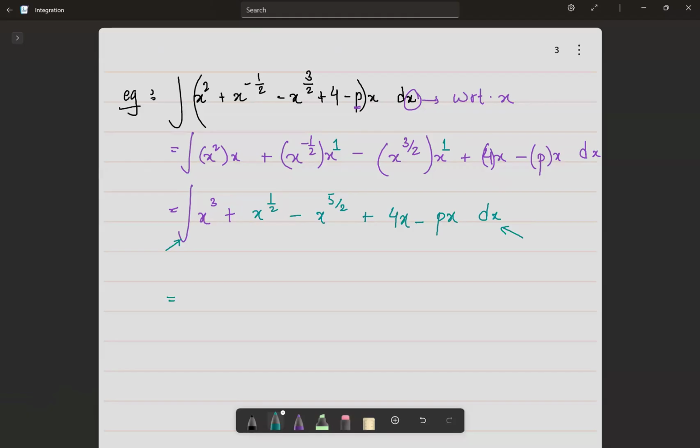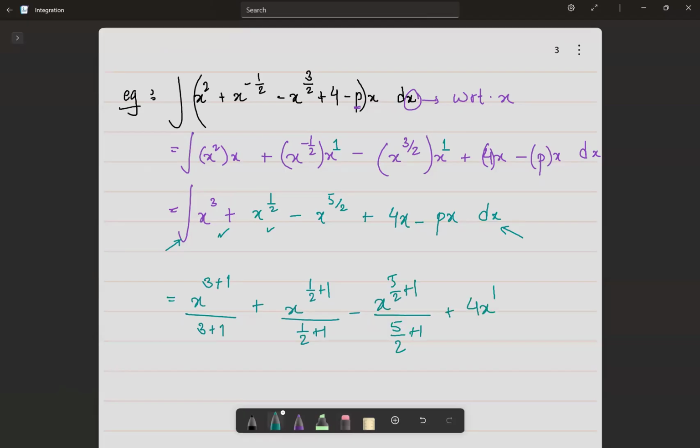So for x cube, we know the formula is adding 1 and then dividing by the new power. We are done with this one. Now for this one, the formula is adding 1 and then dividing by the new power. For 4x, we will be adding 1.